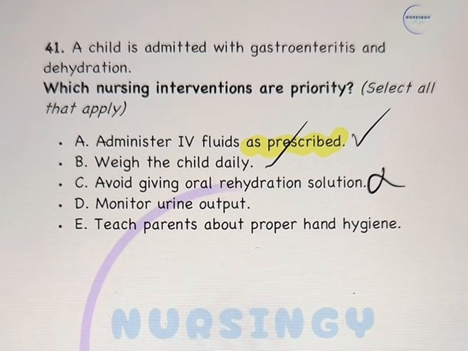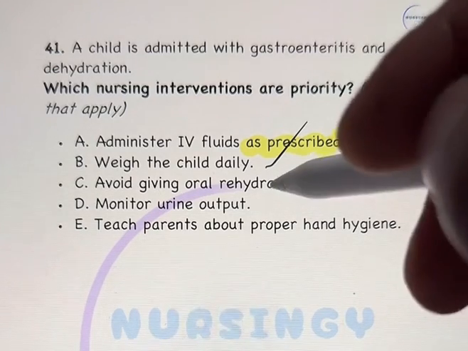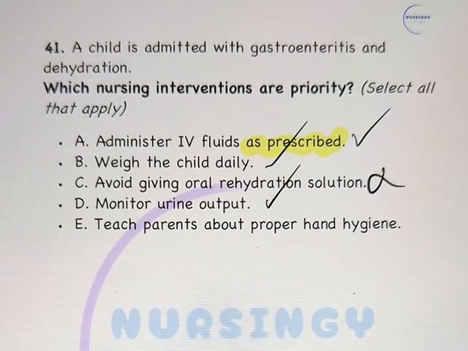D, monitor urine output. Yes, okay, because urine output is always the key indicator of hydration status. So we need to monitor whether the patient is developing oliguria or not.